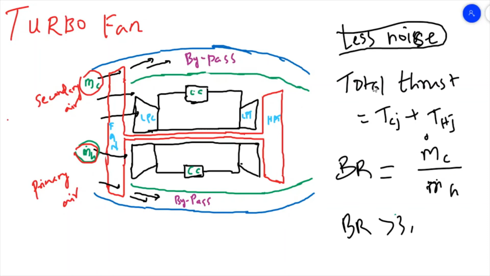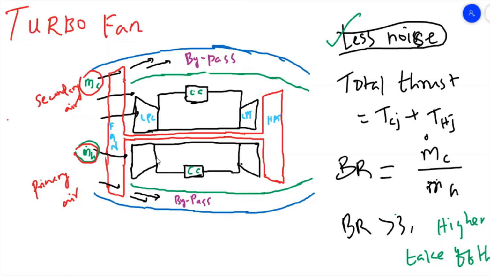So this engine is more efficient, and also gives higher thrust, especially higher takeoff thrust, and then it has less noise. So these are three advantages, mainly because of the fan.